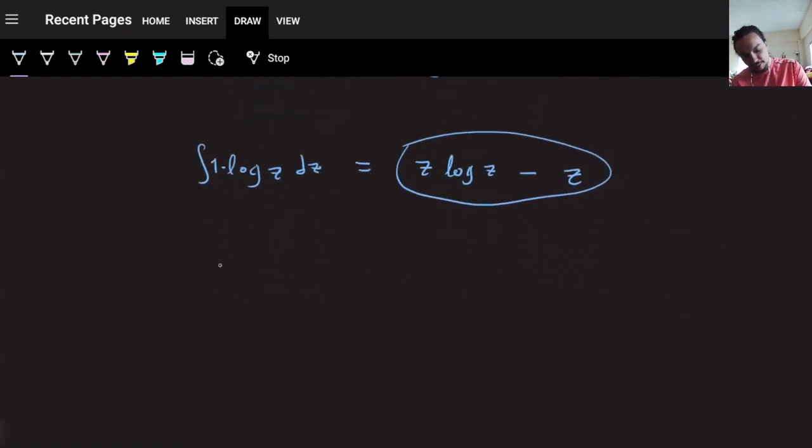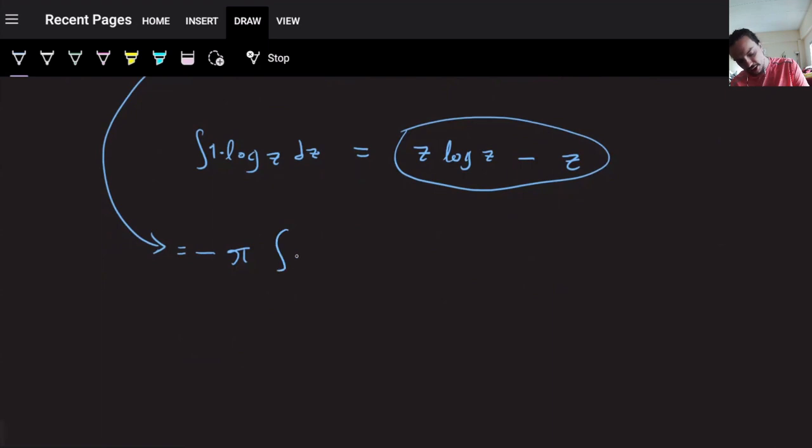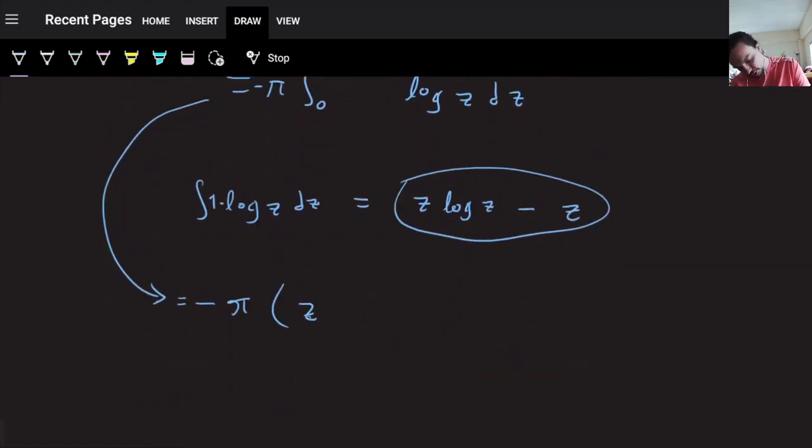Okay? And now we can plug this in. So we get that our integral is equal to minus pi. Now we're evaluating from 0 to 1, z log z minus z.